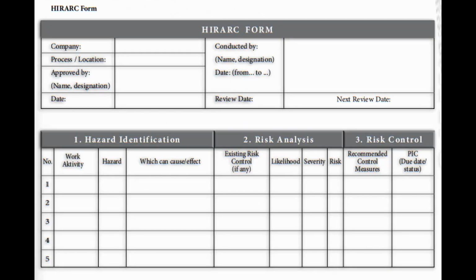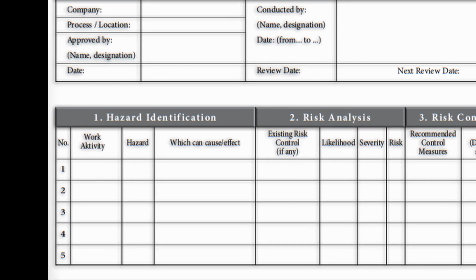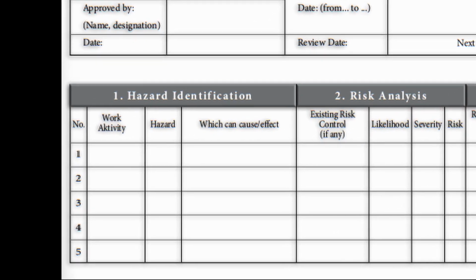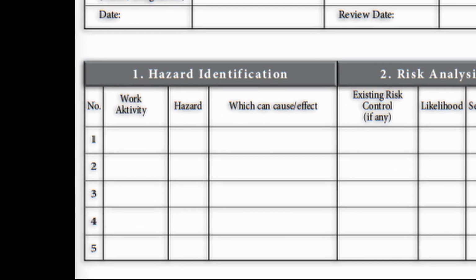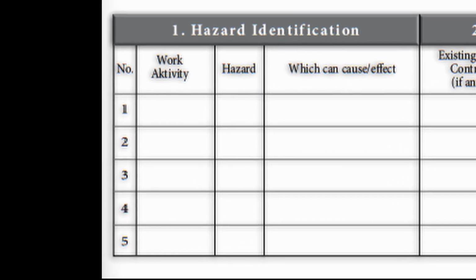So a HIRARC form consists of three main segments. The first segment is the hazard identification, where we determine what type of work has been done, and then what the hazard is that it can give, and what the cause or effect is that it can harm us.